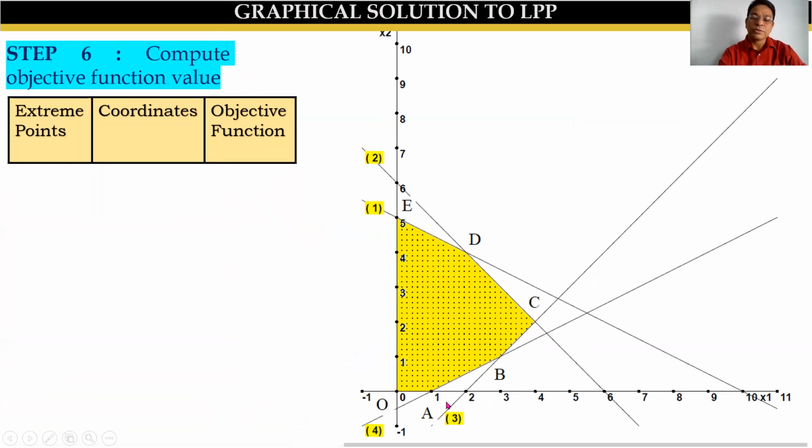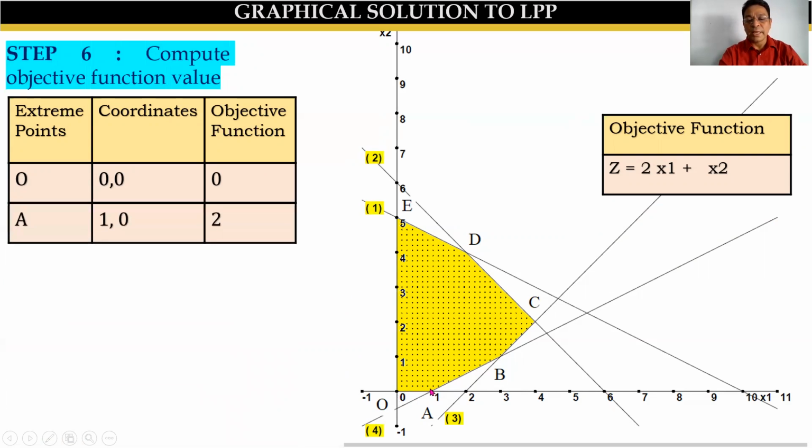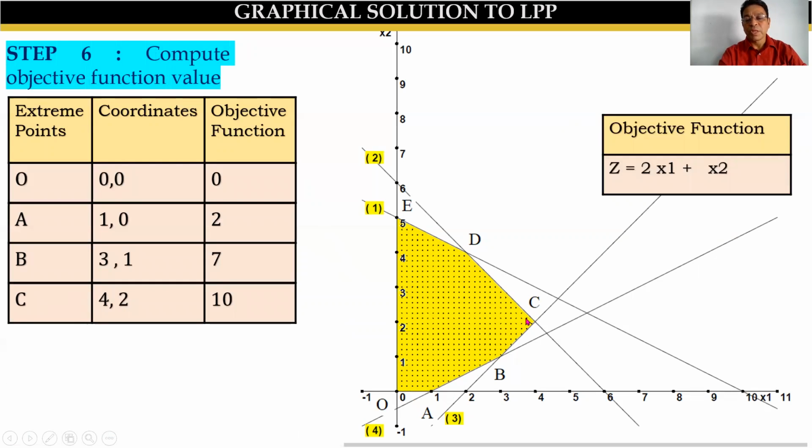Let us calculate the values and check whether we get the same answer by calculation. So this is the objective function. For point O, the coordinates are (0, 0) and the objective function value is 0. For point A, the coordinates are x1 is 1, x2 is 0. If I put x1 equal to 1, I get 2 into 1 is 2, plus 0, equal to 2. For point B, the coordinates are (3, 1) and the value is 7. For point C, the point is (4, 2) and the value is 10.